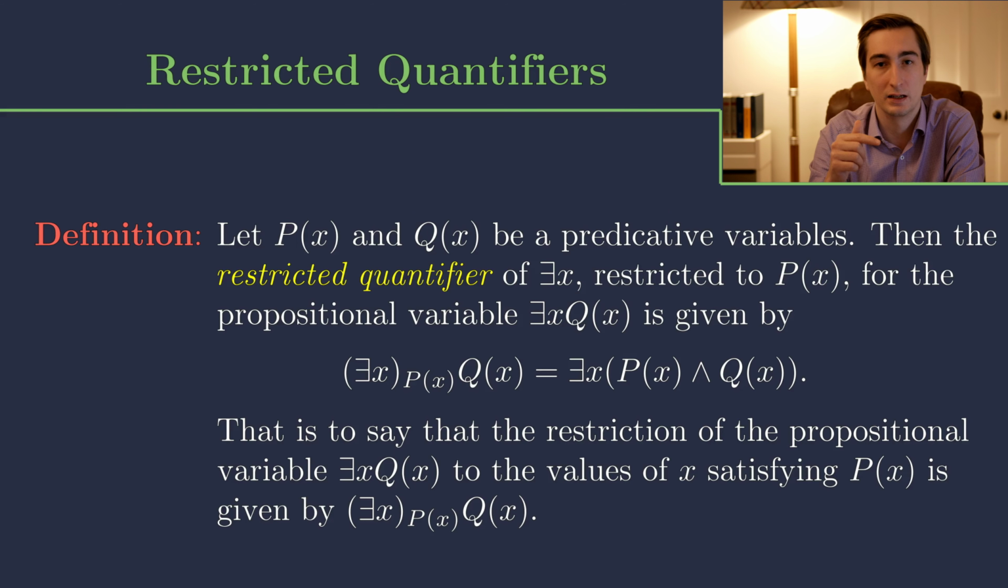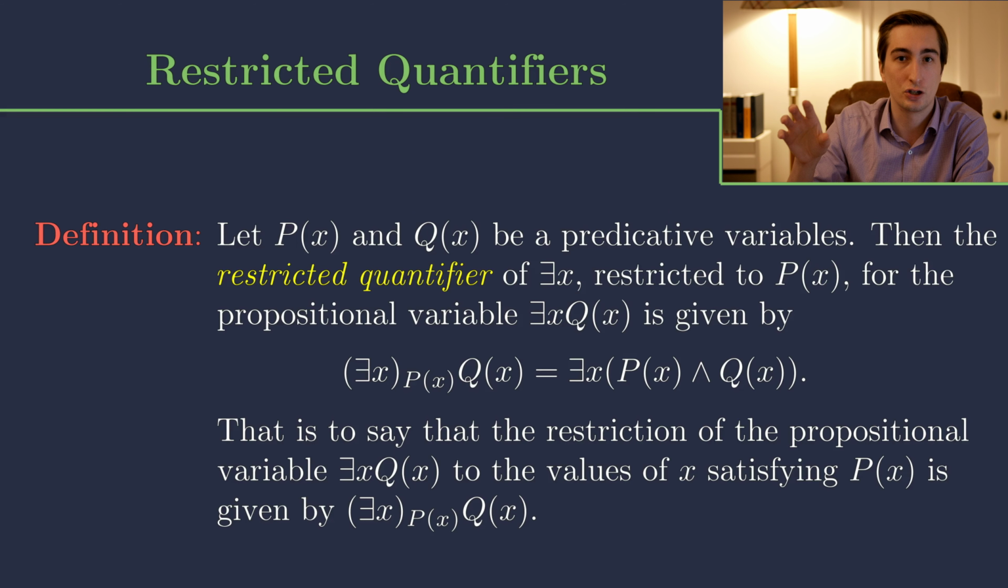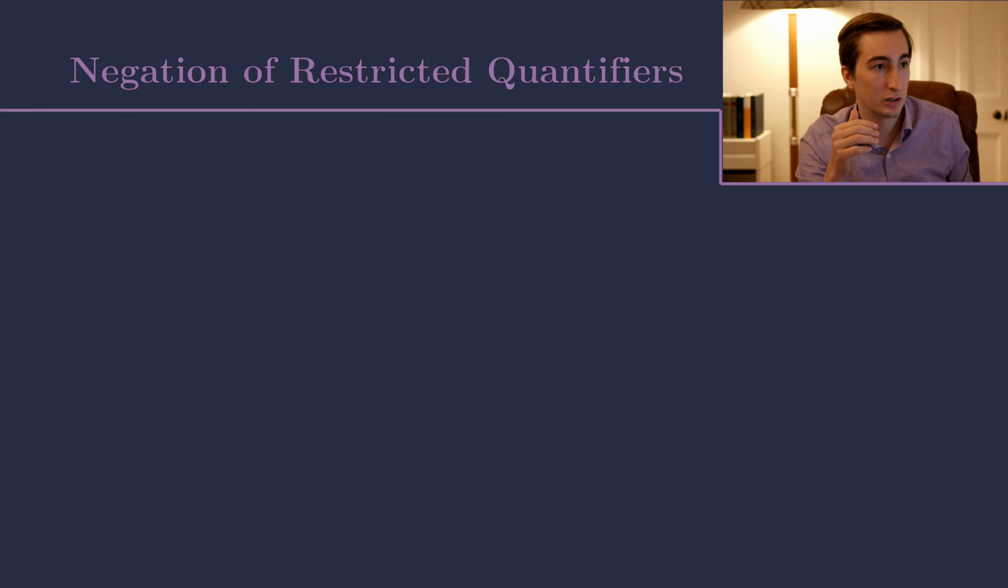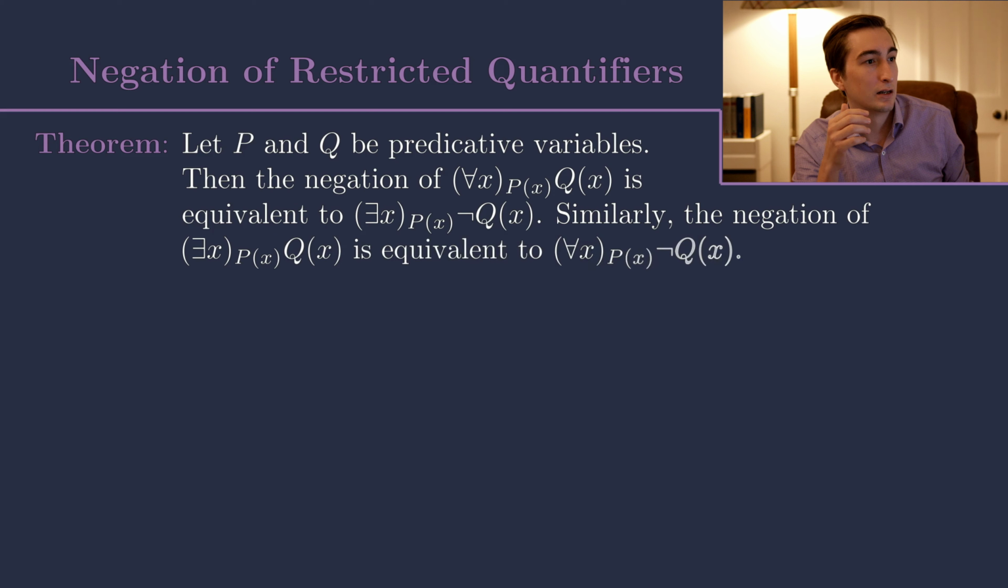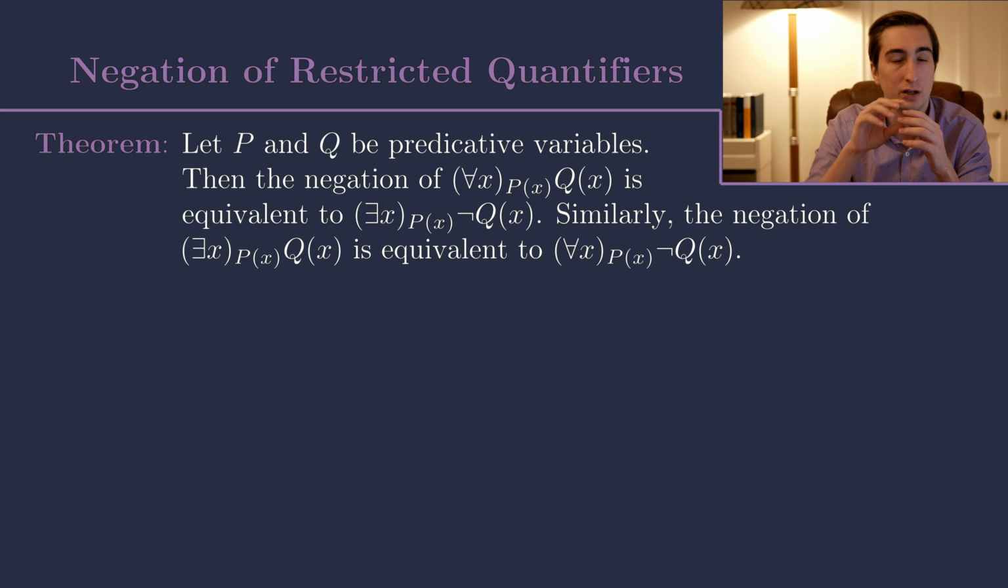And like before, it's now useful to devise an equivalence between these and the negation of these statements. So let's look at our theorem about the negation of these restricted quantifiers and see what they're equivalent to. We have P and Q as predicative variables. Then the negation of for all x subscript P of x, Q of x, our restricted quantifier of Q of x to P of x, is equivalent to there exists x, P of x and not Q of x. In other words, it just flips the universal quantifier to an existential quantifier. It doesn't change the P of x restriction, but it does negate the Q of x.